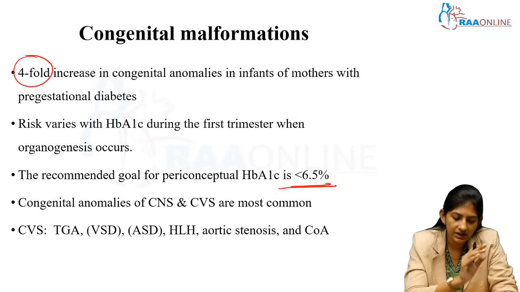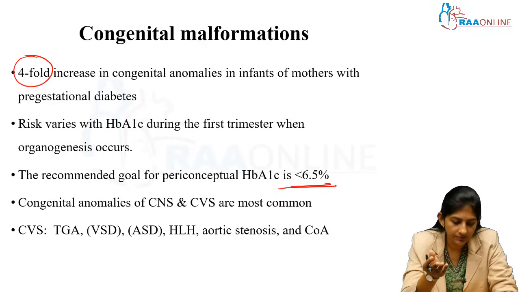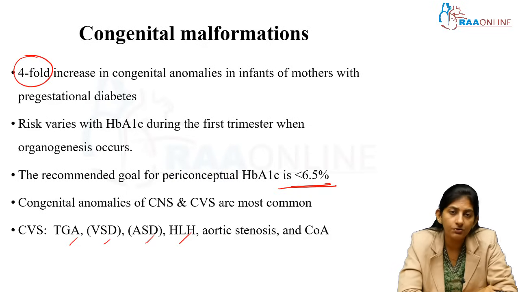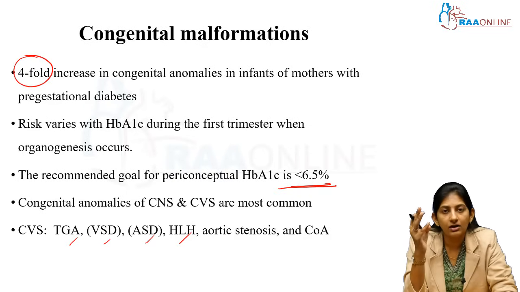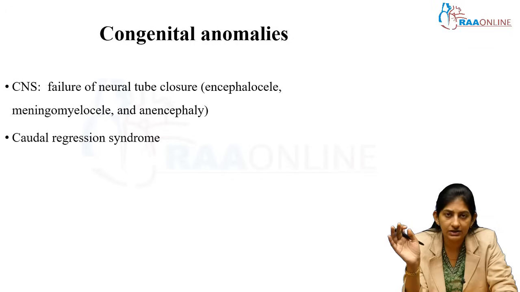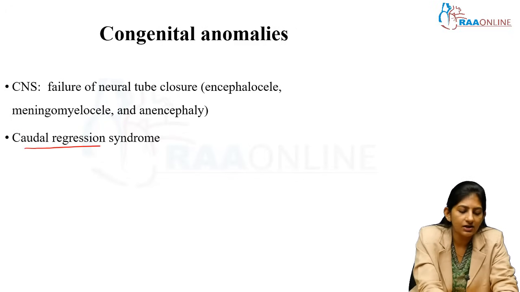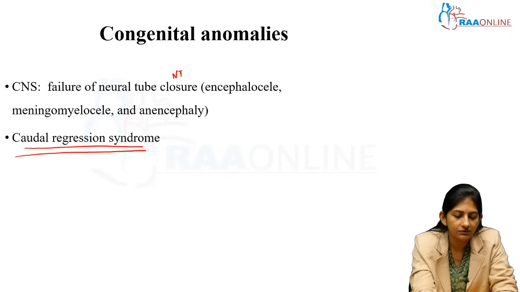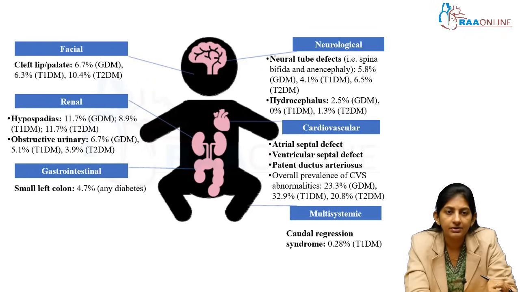And apart from CVS, I told you certain anomalies. Even TGA, left to right shunt anomalies, hypoplastic left heart, coarctation of aorta are also common. Asymmetrical septal hypertrophy, cardiac failure, and the subaortic stenosis, those are all quite common. Caudal regression or the caudal dysplasia sequence is what I told you. And apart from this, even neural tube defects are seen in IDM babies.